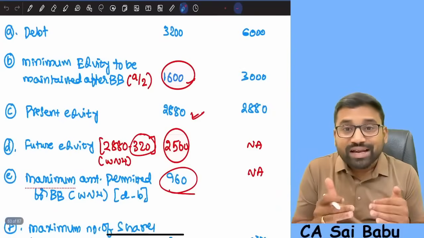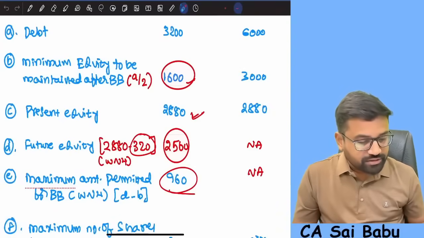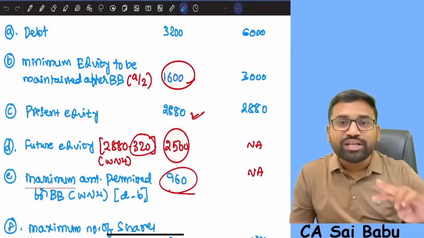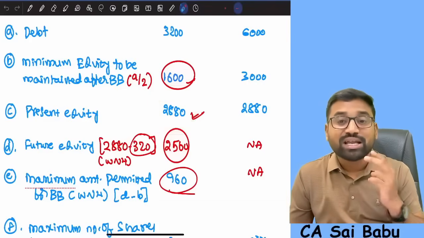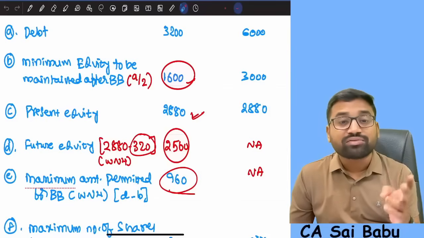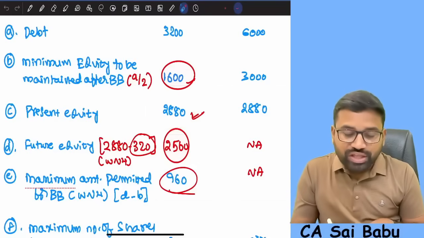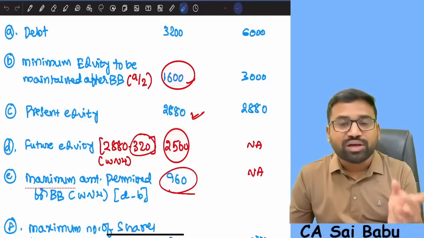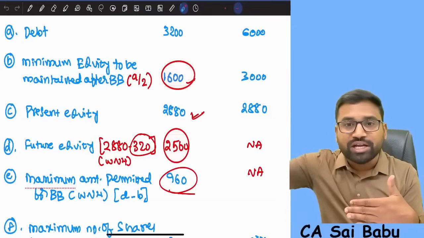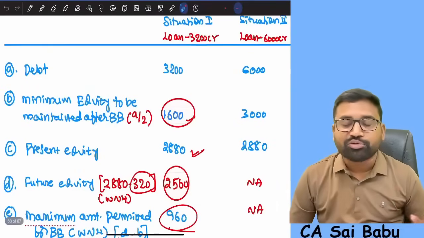Equity to be maintained after buyback is 1,600. So how much reduction in equity is possible? 2,880 minus 1,600, 1,280. But make sure that from the present equity, first we need to transfer the amount to CRR because there is a legal obligation. Whenever there is a buyback by using free reserves or securities premium, to the extent of the nominal value of shares so bought back must be transferred from free reserves to CRR. So this equity includes free reserves. Therefore from this equity, first I need to transfer the amount to CRR. Then whatever the balance amount is there, I need to compare with the equity to be maintained after buyback. To that extent of the gap, I can use equity for buyback of shares as per the debt equity ratio test.